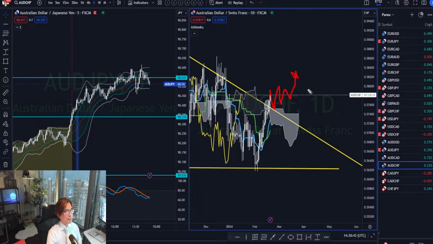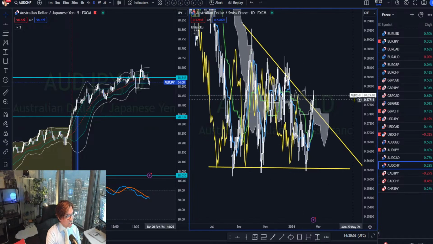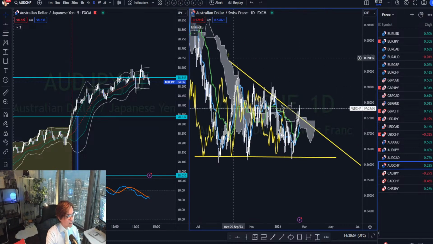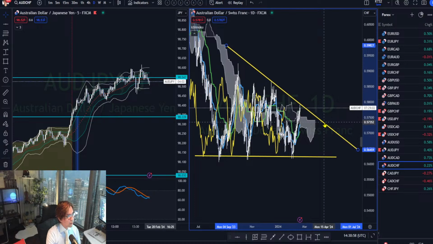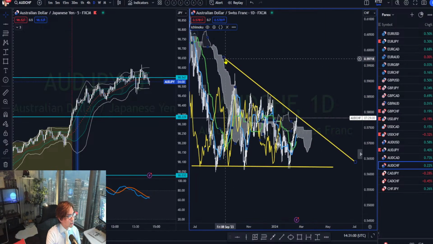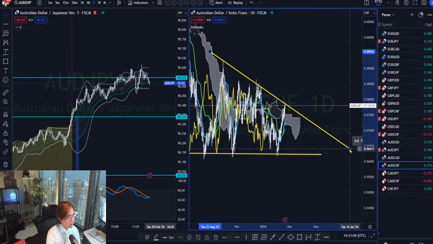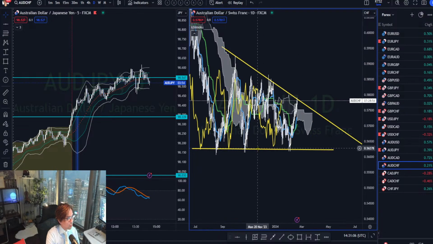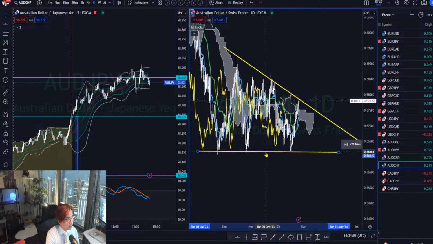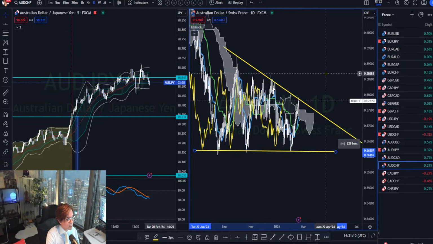So AUD Swiss franc is not a good market to trade either. And this pair has been on the descending P wave like this. So hold on, let me just modify this one slightly like this to fit. So AUD Swiss franc has been on the descending P wave.